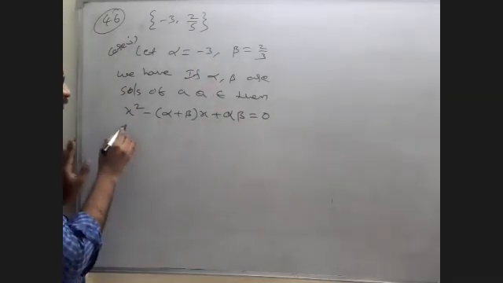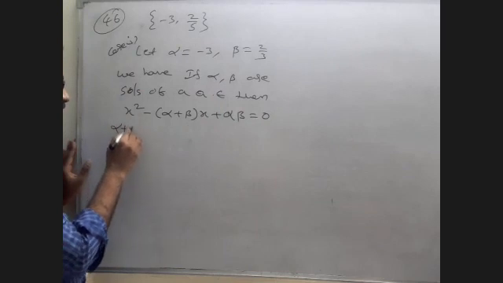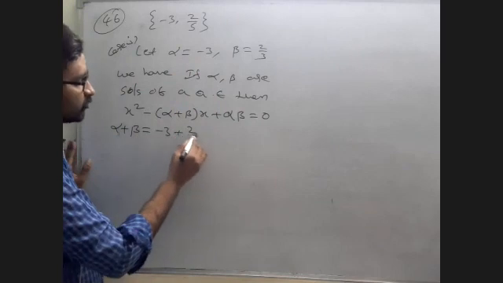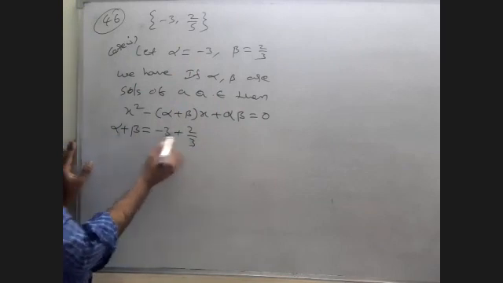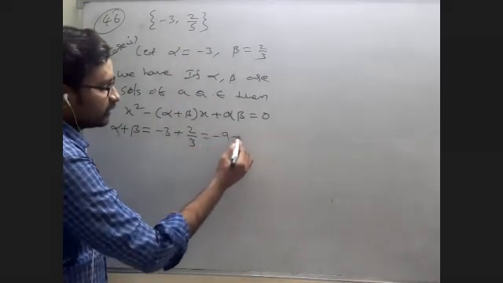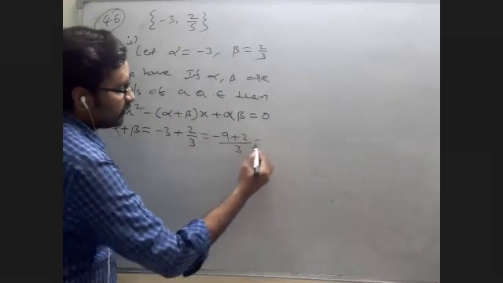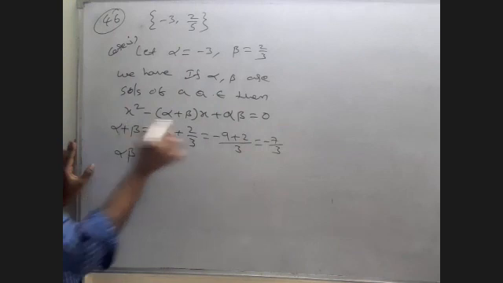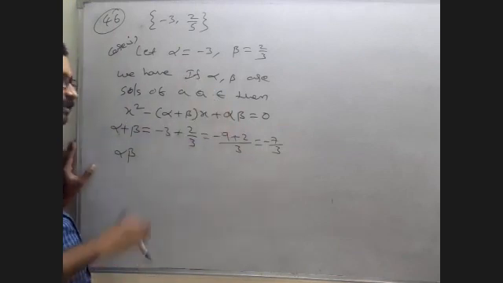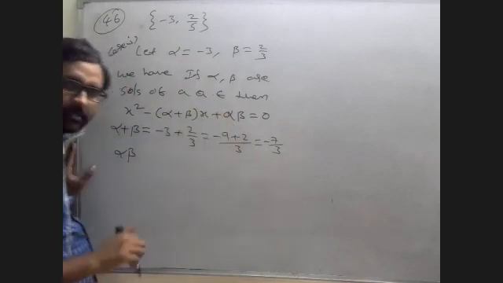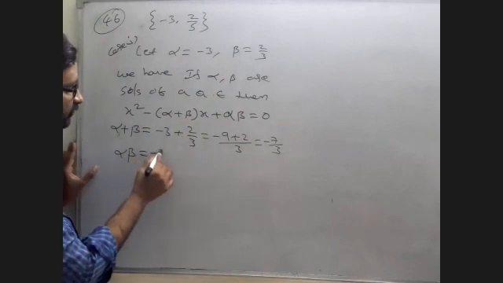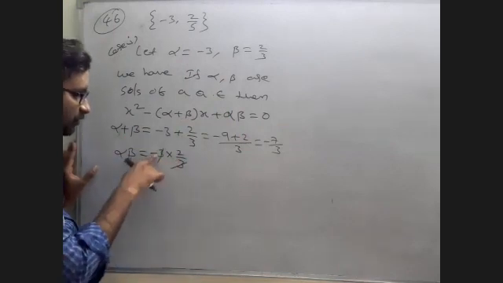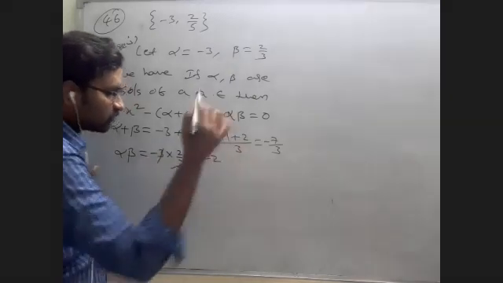First you have to find alpha plus beta. What is alpha plus beta? Minus 3 plus 2 by 3. LCM is 3, so minus 9 plus 2 by 3 is equal to minus 7 by 3. This is called the sum of roots. And the product of roots, alpha into beta, is minus 3 into 2 by 3. The 3s cancel, and minus 1 into 2 will be minus 2.